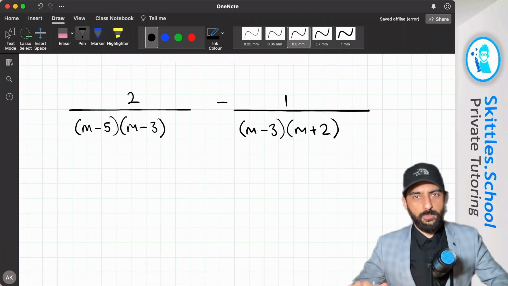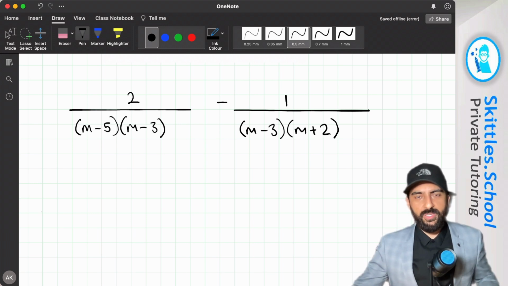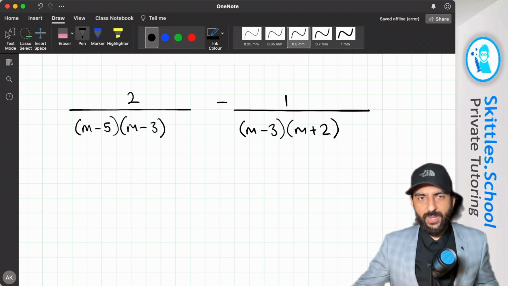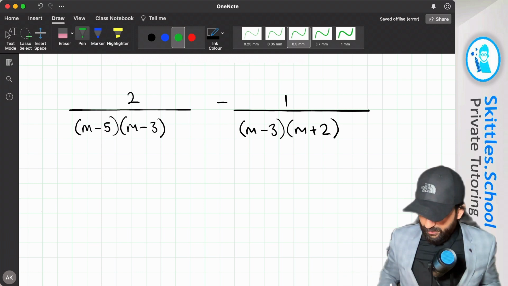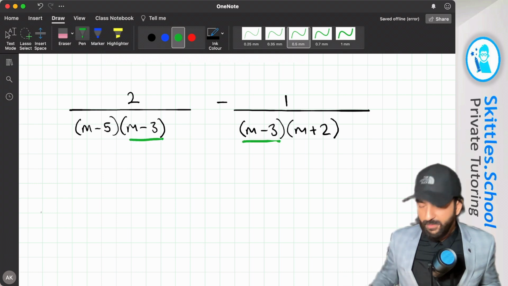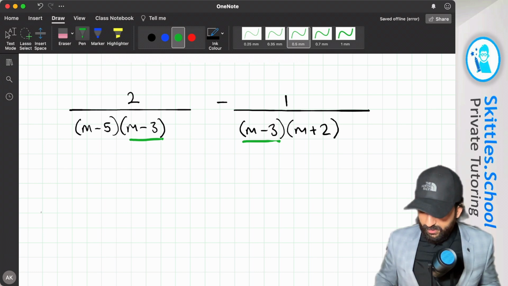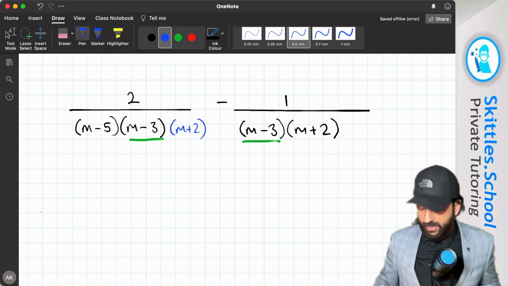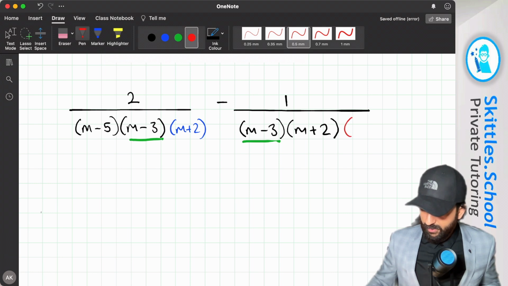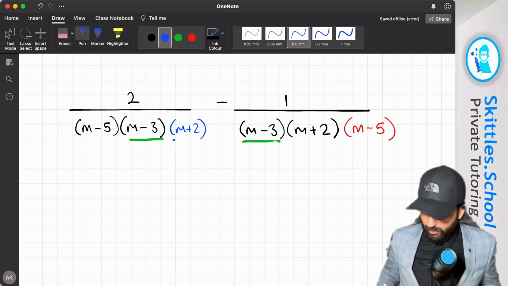Now, the key principle of subtraction of fractions is to make the denominators the same. We have to find a common denominator. So how can we make them the same using multiplication? Well, we can recognize that there's an m minus 3 in both of them. So if we multiply the first one by m plus 2, and if we multiply the second one by m minus 5, we will have all 3 of them in both fractions.